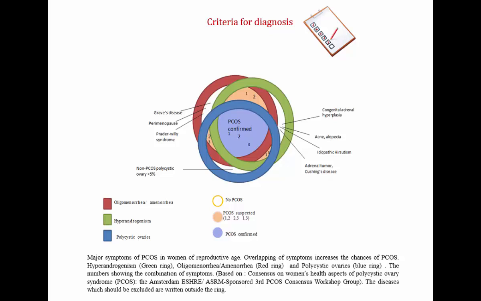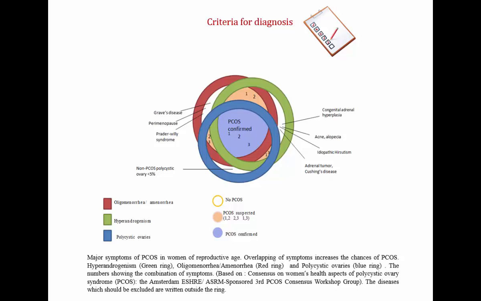Now in all the cases you can see something written on the outer side of the ring, and something on the overlapping regions. So what we mean here is when more and more symptoms overlap, there are more chances that a person is having PCOS. What we think is that the diagnosis is done by exclusion principle. We exclude the diseases which are not present, and then what is remaining is the disease. For example, amenorrhea or oligomenorrhea is also caused by Graves' disease.